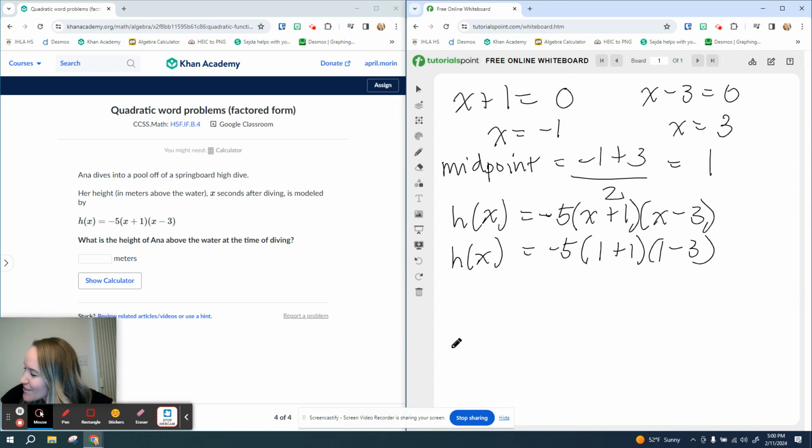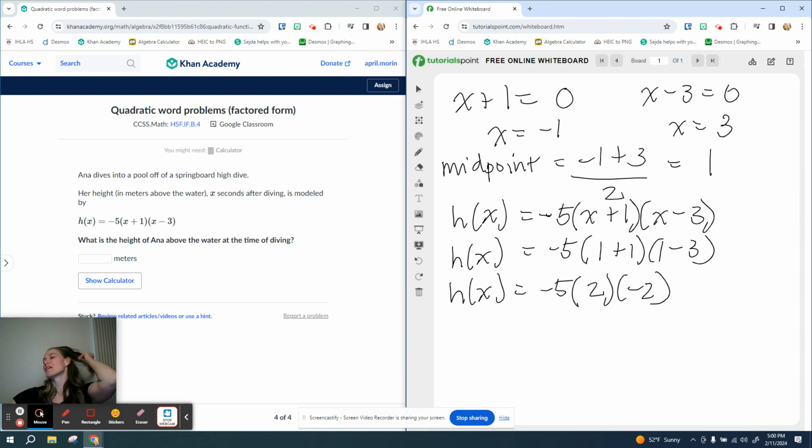All right, so then h of x equals negative 5, 1 plus 1 is 2, 1 minus 3 is negative 2. All right, so we have negative times a negative is a positive. 5 times 2 is 10. 10 times 2 is 20. So we're looking at 20 meters.